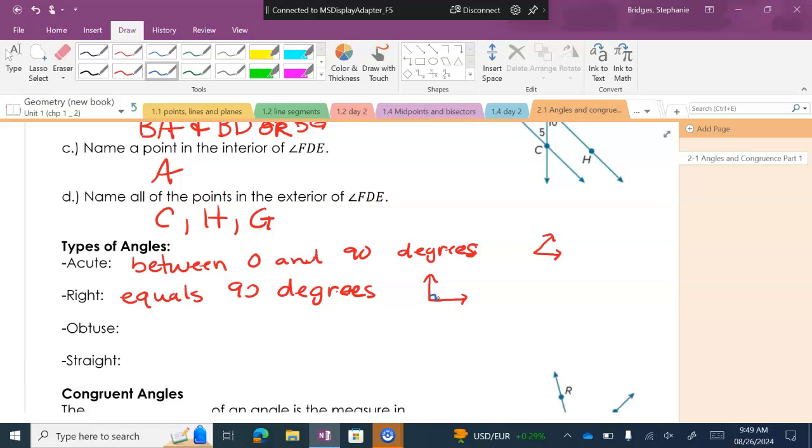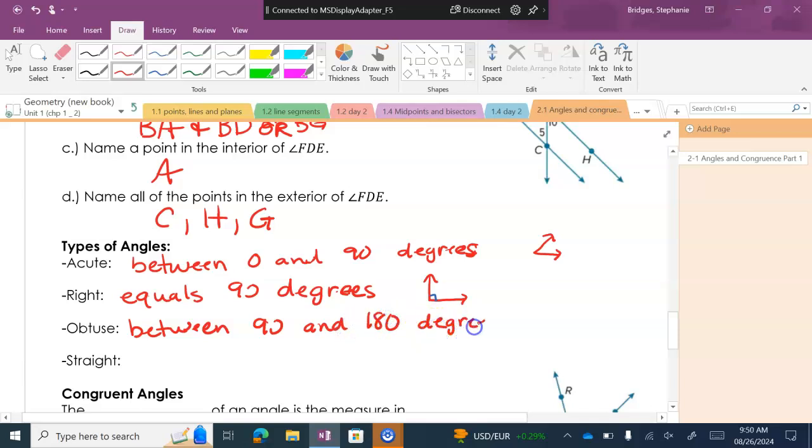What about obtuse? What would that be? Greater than 90, but more specifically, it is going to be between 90 and 180 degrees. Okay, bigger than 90, but less than 180. That is an obtuse angle. And if I draw one of those, it's just going to look something like that. Bigger than 90, but less than 180.